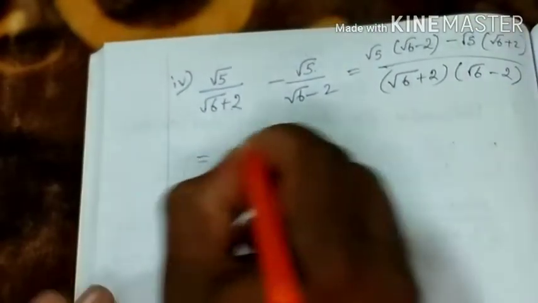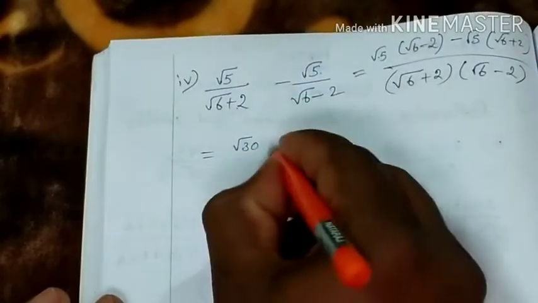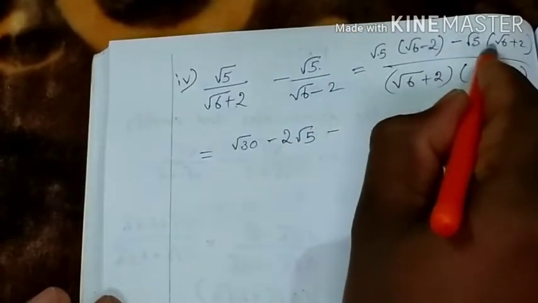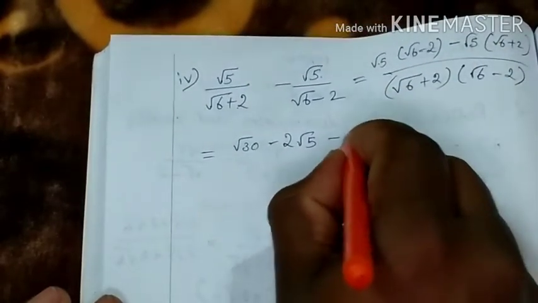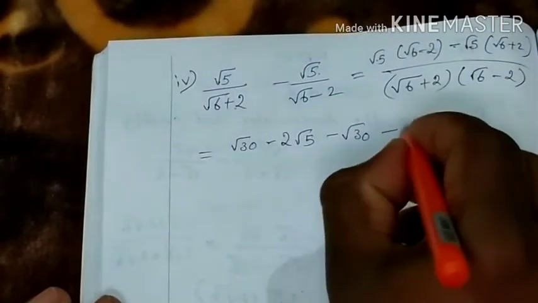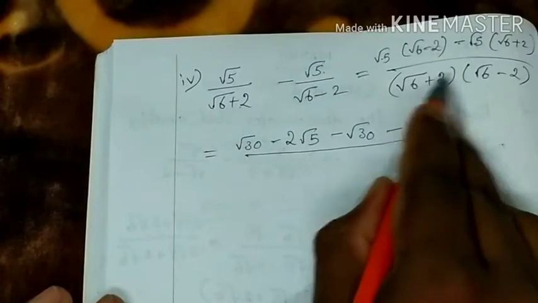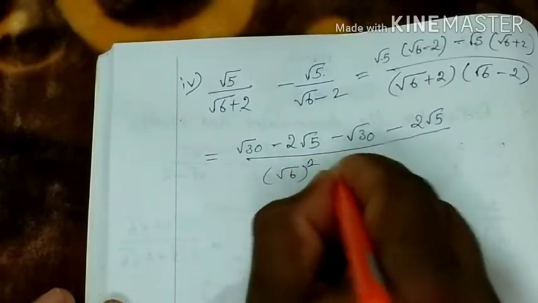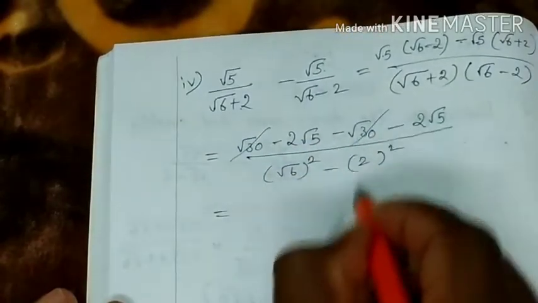Then, which is equal to, multiplying inside the root, √5 into √6 is √30, minus 2√5. Then minus into plus is minus, √5 into √6 is √30, minus into plus is minus, √5 into 2, the whole divided by (a + b)(a − b) format, so a² − b². Here a is √6, the whole squared, minus b is 2. So 2 squared is plus... √30 minus √30 are cancelled.